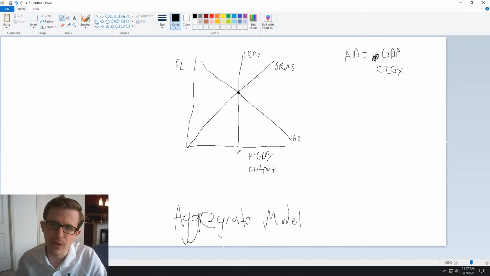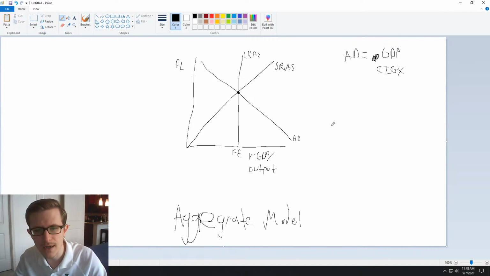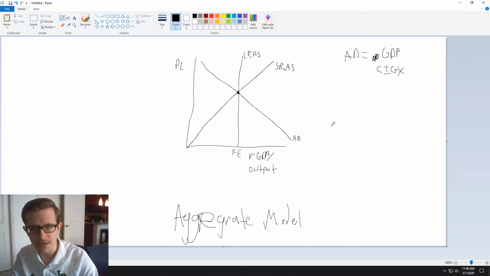So this will be essentially what our economy should be capable of producing, what is natural for us. Usually, like down here, you might see an FE for full employment. Something like that for the LRAS as well could be something else to help describe it, meaning that we're using our people effectively, something along those lines.